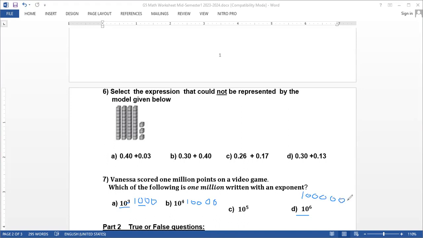This is 1 million. If you want to read it, this is the ones period, and this is the 1000 period, and this is the million. So the answer is D.